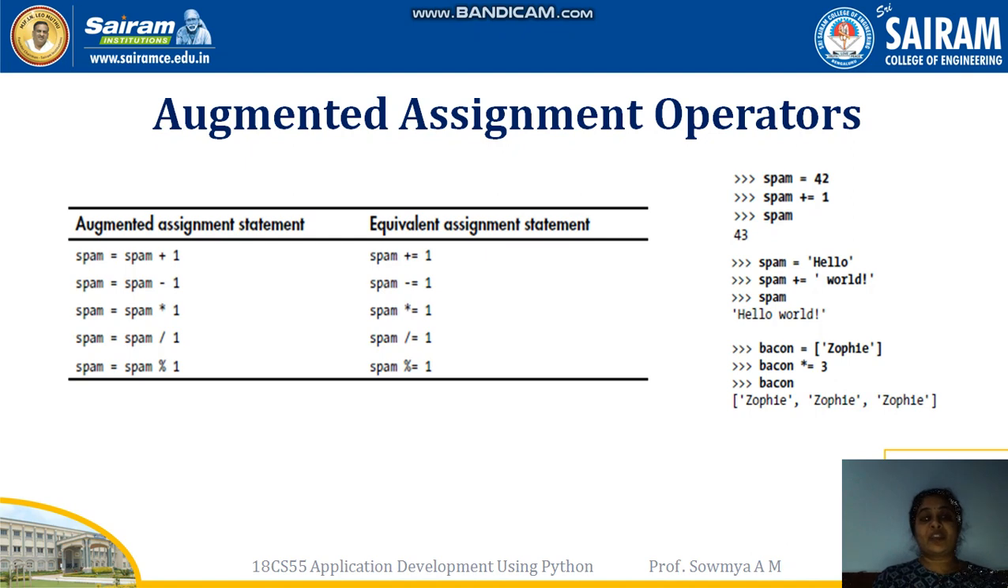So here if you want to add a value, if you take spam equal to spam plus 1, that can be written like spam plus equal to 1. What it does: if you consider spam equal to 42, then spam equal to spam plus 1 is spam equal to 42 plus 1. The same thing can be done with spam plus equal to 1. So spam is 42 plus 1, which is 43, and it is assigned again to spam.